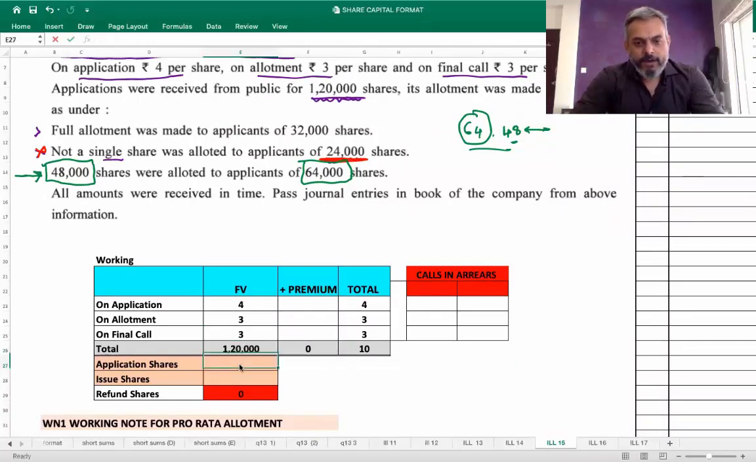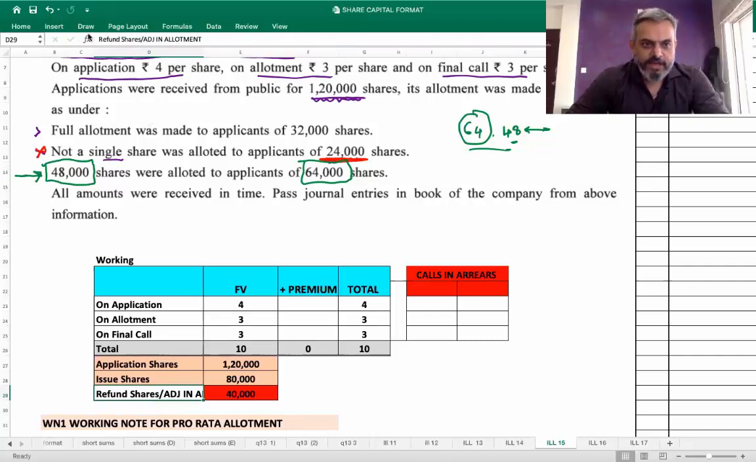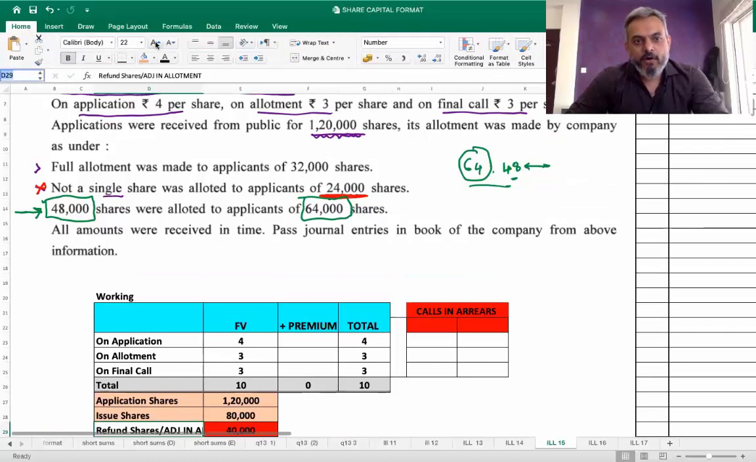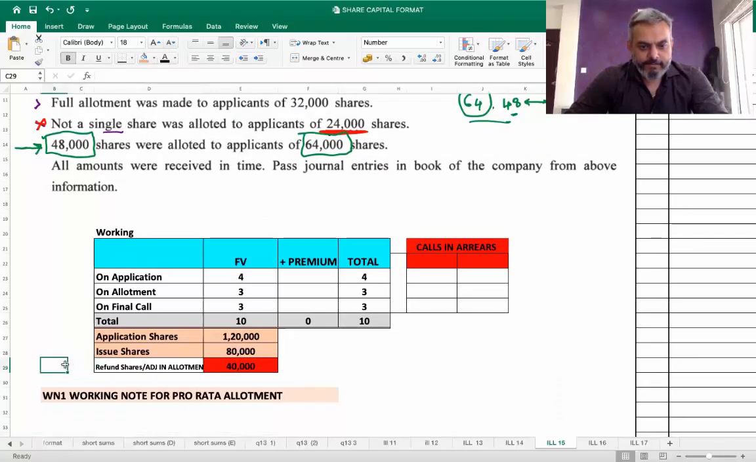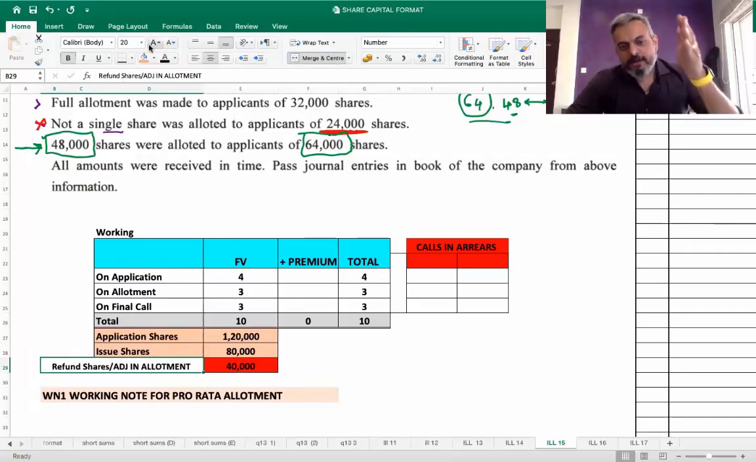Application 1,20,000 shares, issue 80,000 shares. So यहाँ पे refund के साथ साथ adjusted भी है, adjusted in allotment. So सिर्फ refund नहीं है, their amount of some shares is also adjusted on allotment. So here I write like this. This is better. Refund shares or slash adjusted in allotment. So money for some shares will be adjusted in allotment.